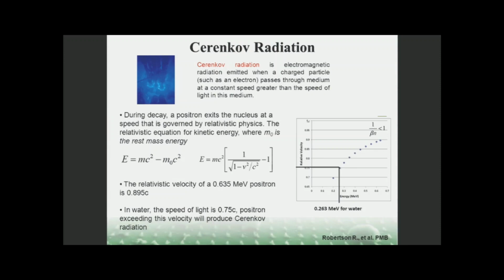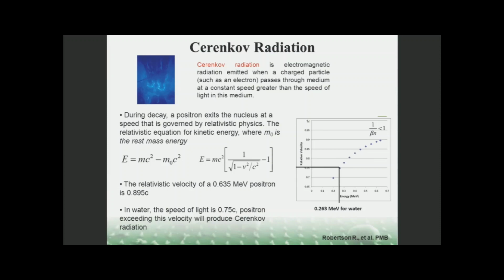Usually they have a very high speed, and you also need to consider the refractive index, the speed of light in a certain medium, like in water. The speed of light in water is not C; it is lower than C, around 0.75 C. And if you use a 0.635 MeV positron, the speed is 0.89 C. So it's higher than the speed of light in that medium. That's why it can generate Cerenkov photons.